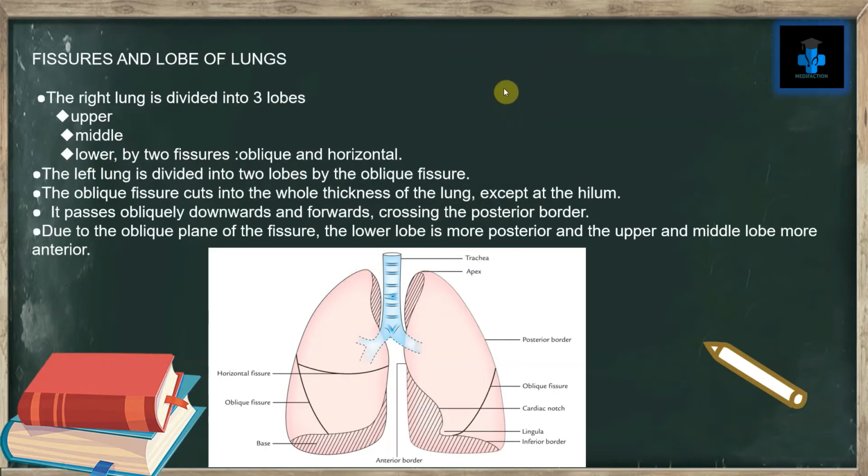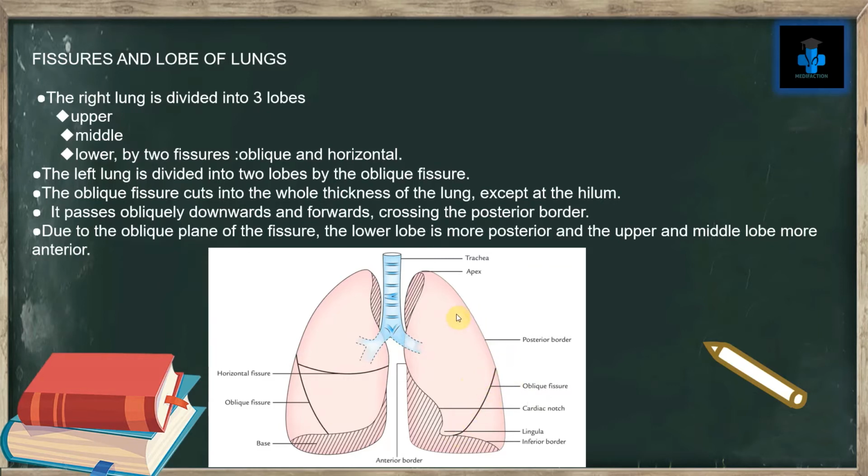Now let's move on to the fissures and lobes of the lungs. The right lung is divided into three lobes: the upper, the middle, and the lower lobe, by two fissures, a horizontal fissure and an oblique fissure. The left lung is divided into two lobes with the presence of an oblique fissure. Right here you can see.